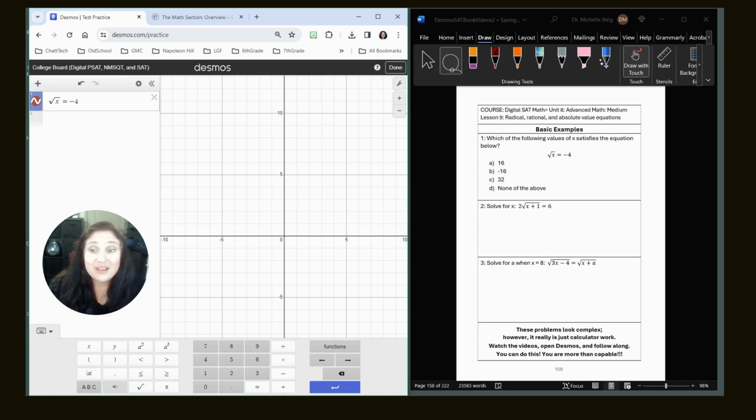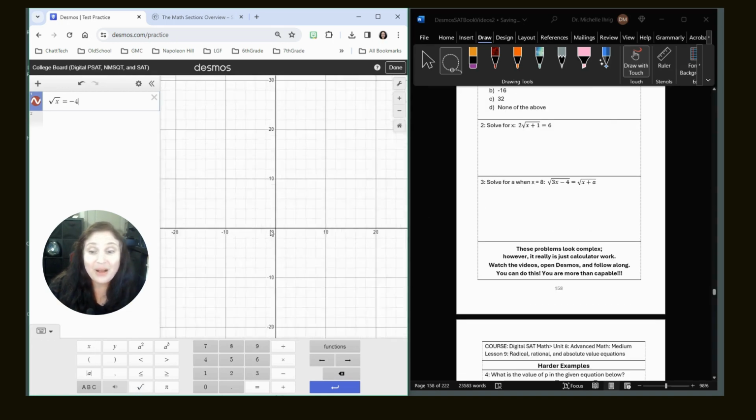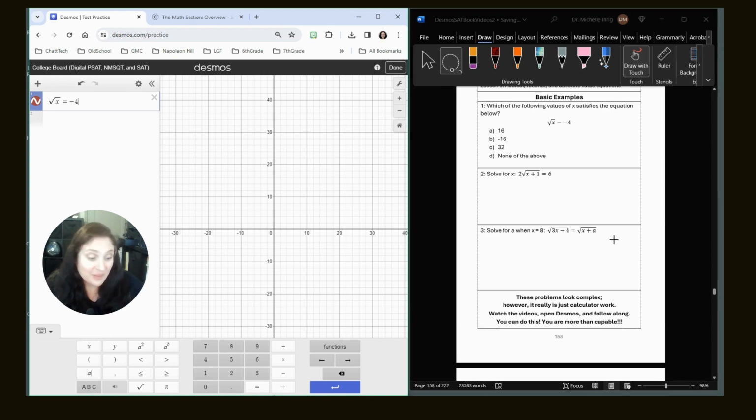Now notice there is no graph. You know why? Because there is no answer. That's pretty much the reason. There is no way that we can possibly get a negative number from taking a square root. And let me show you.